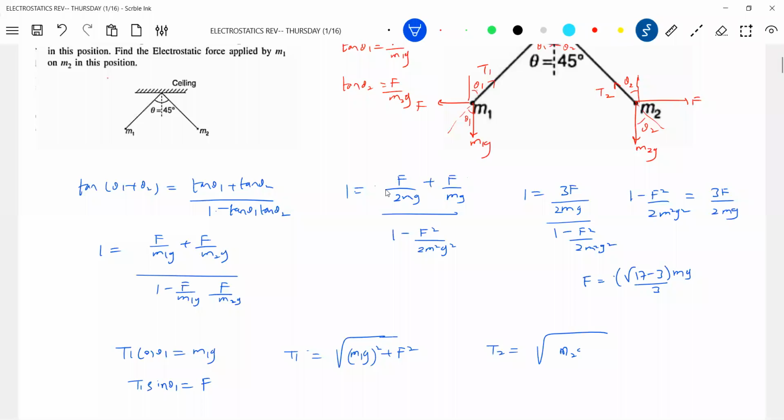Sir, F will be root 17 minus 3 by 2, sir. Okay. Similarly for T2, M2G square plus F square. Even the tension in the strings can be determined. Just be careful.